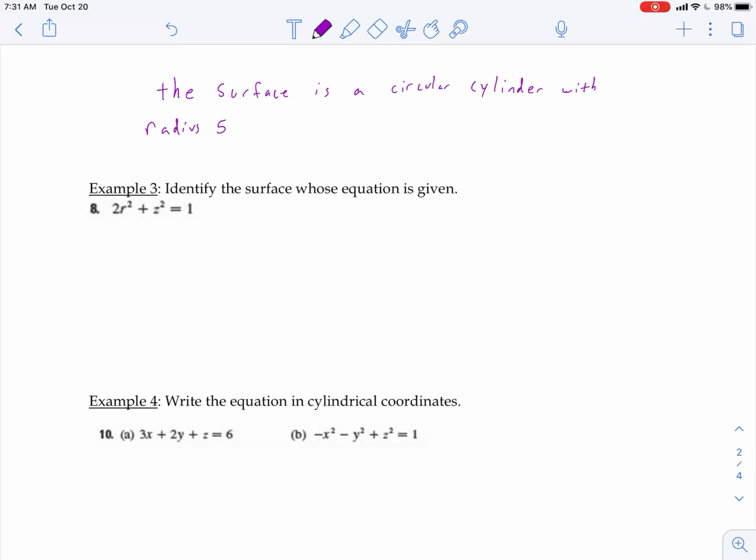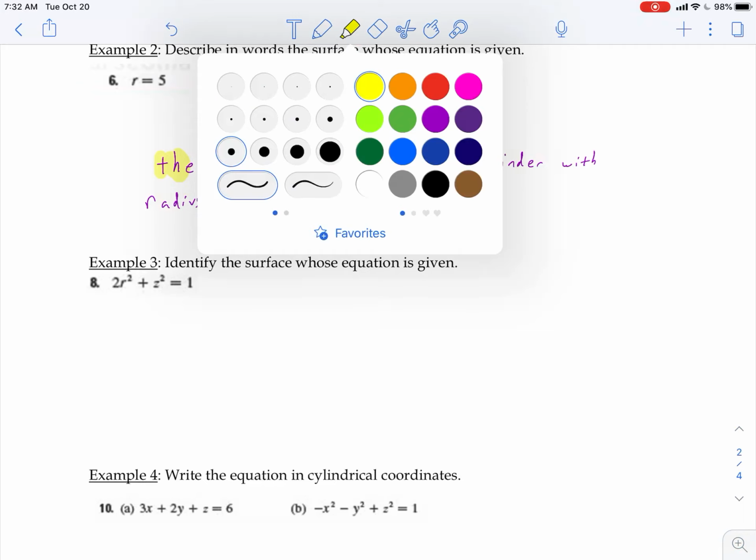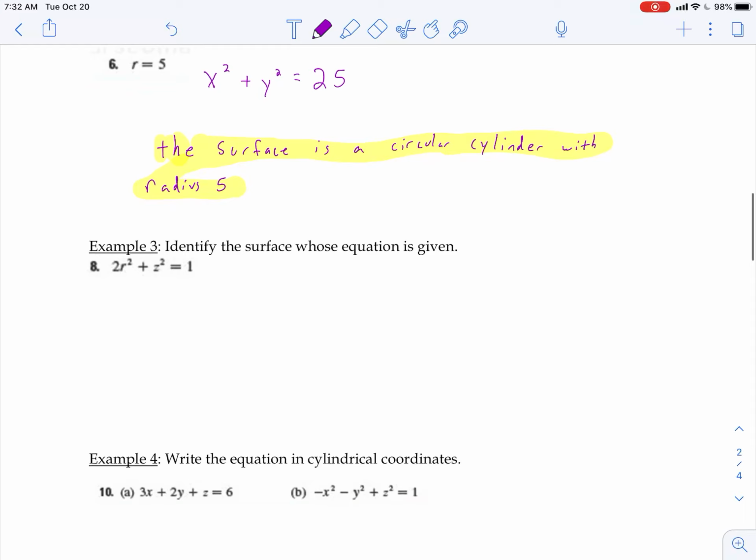All right, example 3. Identify the surface whose equation is given. So 2r squared plus z squared equals 1. A good way to identify the surface is to change it into coordinates that we know. That's why I went ahead and changed it to x squared plus y squared equals 25. For the second, I'm going to do the same thing.